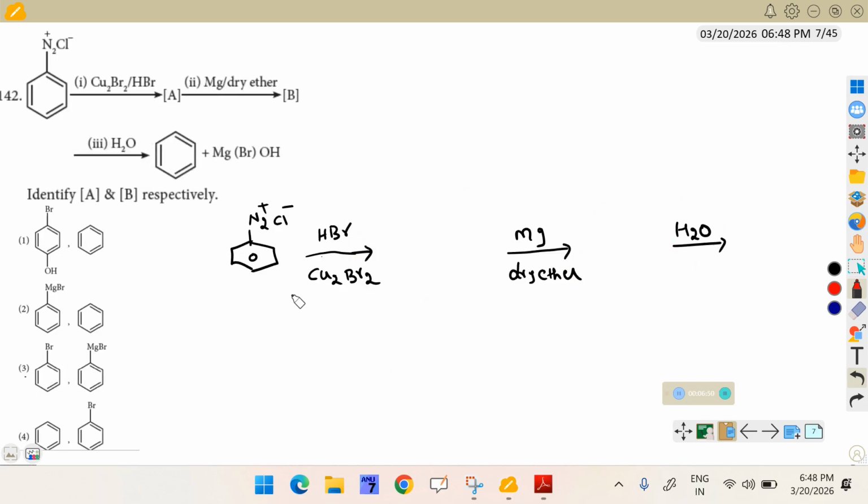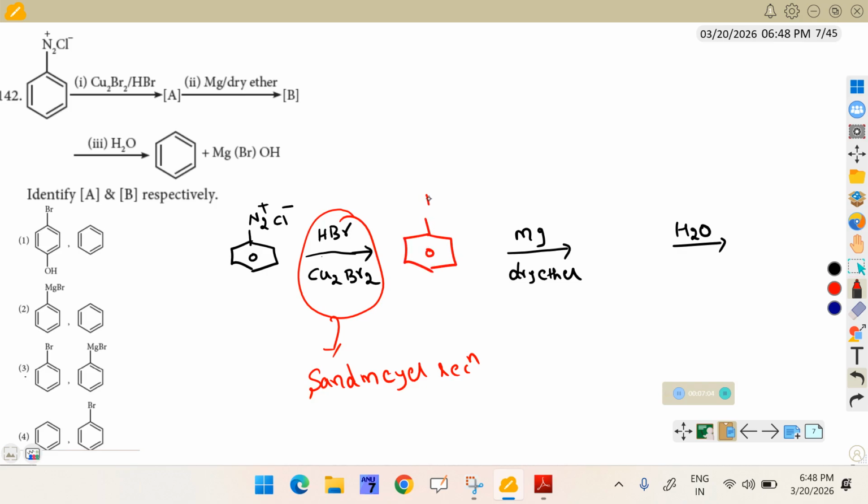Benzene diazonium chloride reacts with HBr, Cu2Br2. This is considered as Sandmeyer reaction or Gattermann reaction, and it gives bromobenzene. Now bromobenzene reacts with magnesium, then it gives Grignard reagent. A is bromobenzene and B is Grignard reagent. So the correct option is the third option.